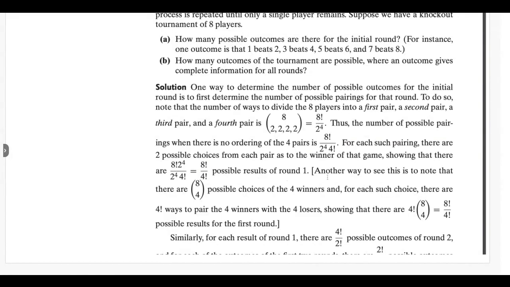Another way to see this is to note that out of A, choose 4 possible choices of the 4 winners. And for each such choice, there are 4 factorial ways to pair the 4 winners with the 4 losers, showing that there are 4 factorial multiplied by A choose 4, which is also A factorial divided by 4 factorial possible results for the first round.